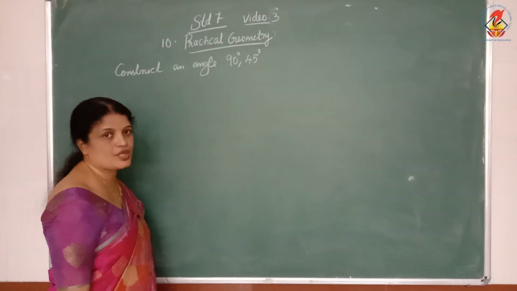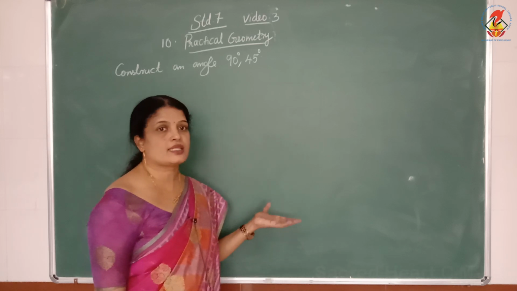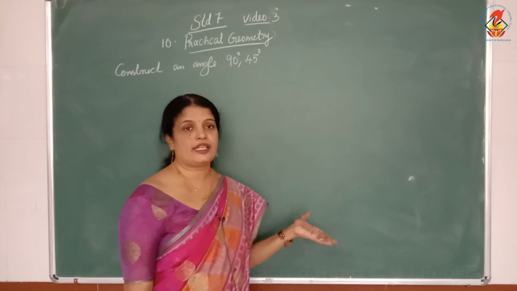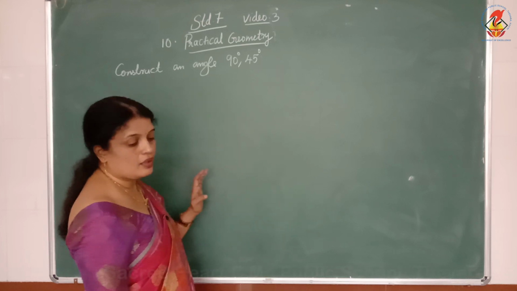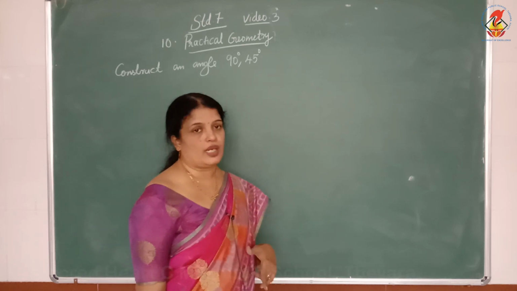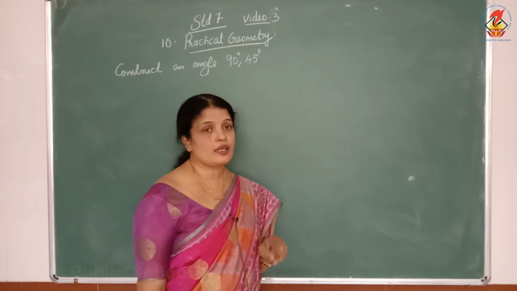Next, how will you construct an angle of 90 degrees and 45 degrees? Using the protractor, you can draw 90 and 45 degrees. But now we are using only compass and ruler. How can you construct a 90 degree and 45 degree angle using compass and ruler?